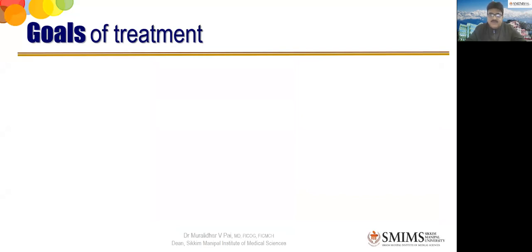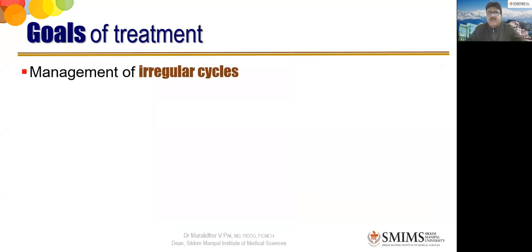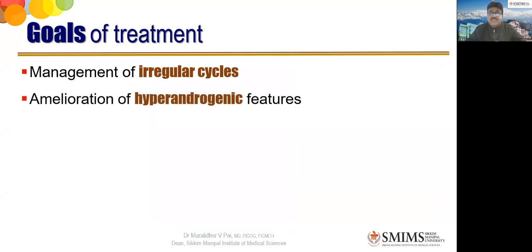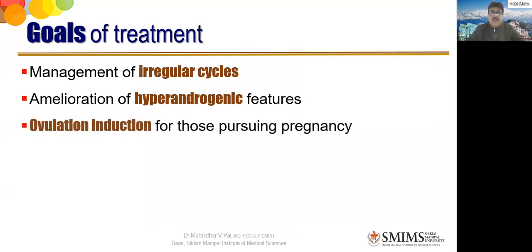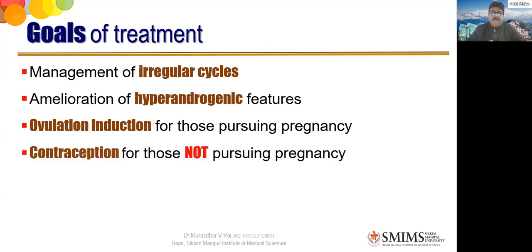What are the goals of treatment? Based on those, the number one goal is management of irregular cycles. This is across adolescence and adulthood until they attain menopause, or even after menopause, they can have stray cycles. Then amelioration of hyperandrogenic features: hirsutism, acne, balding. Then ovulation induction for those pursuing pregnancy, that is, infertility. That is the next goal.